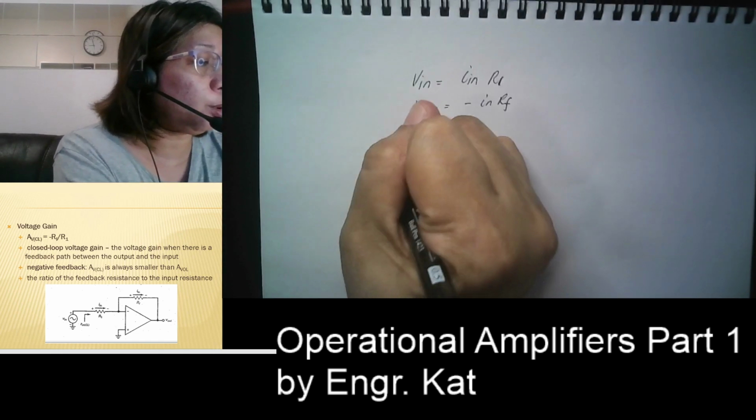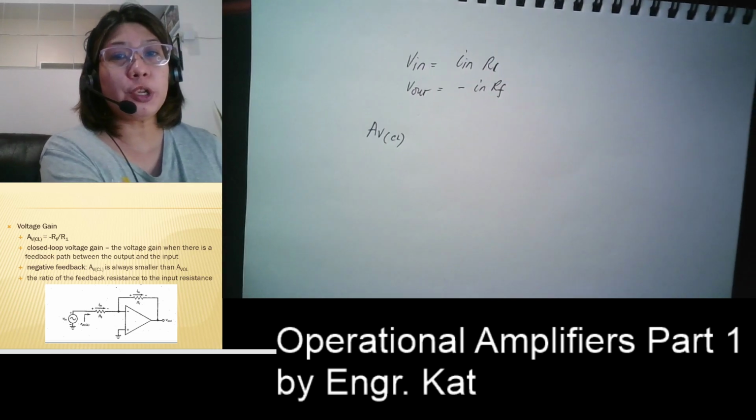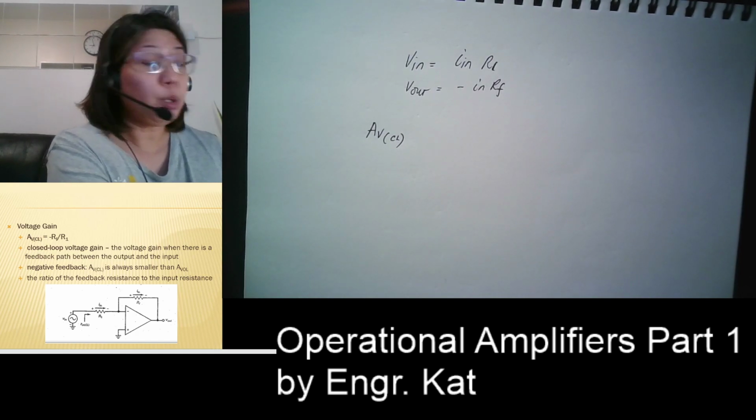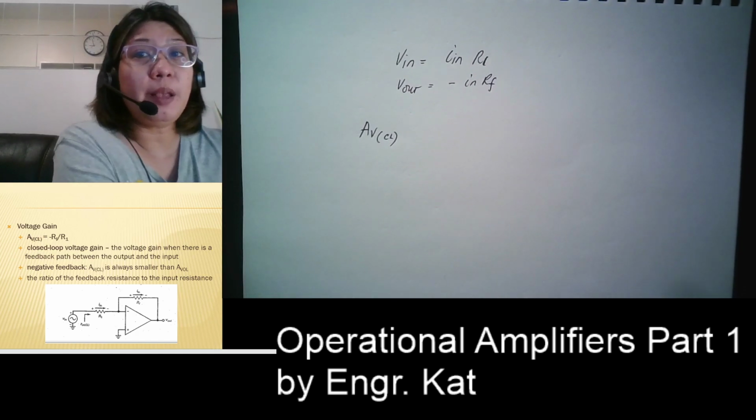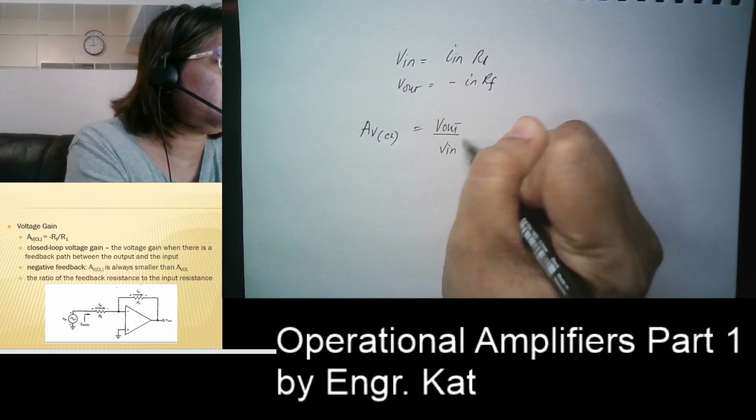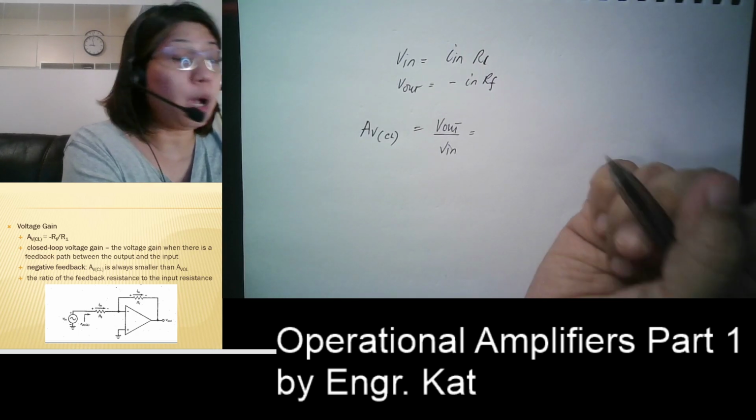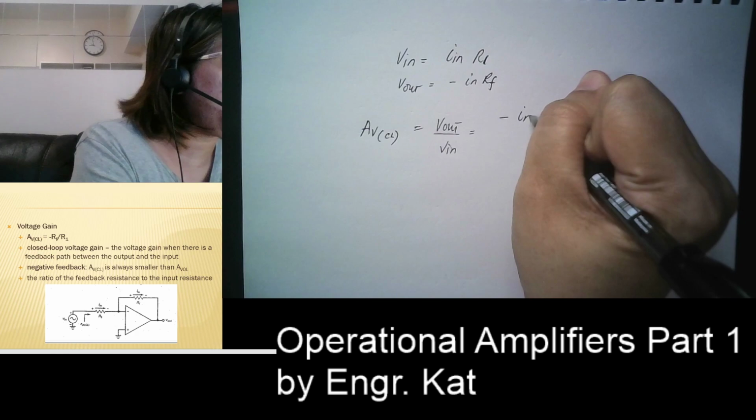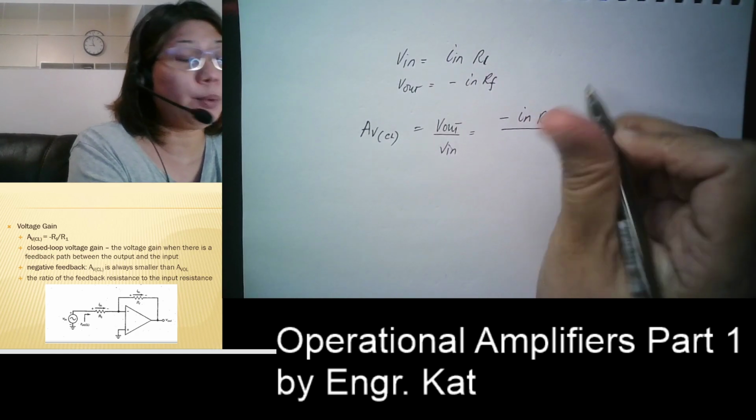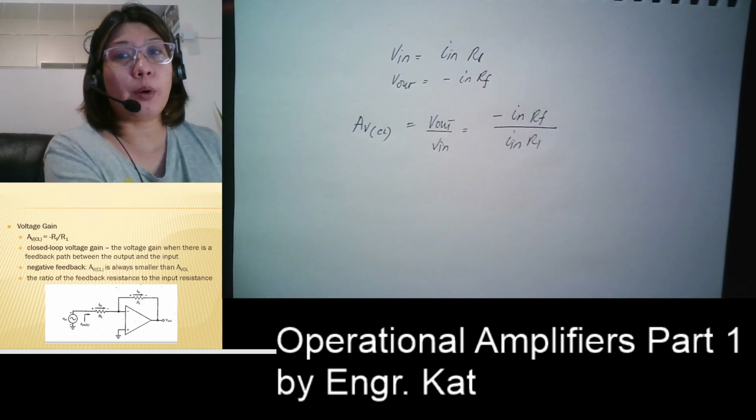What is your closed loop? This time, the CL there stands for closed loop. So what will be your closed loop voltage gain? Your closed loop voltage gain is simply equivalent to your output voltage divided by your input voltage. What is our output voltage? Our output voltage is minus I input multiplied by RF, divided by our input, which is equivalent to I input multiplied by our R1.